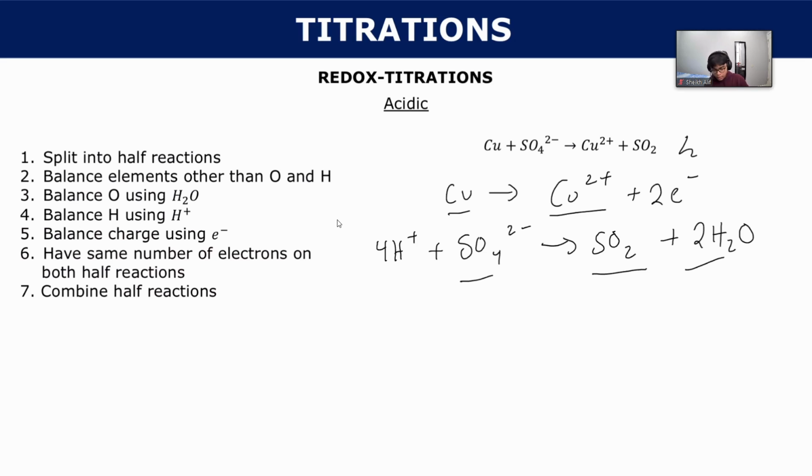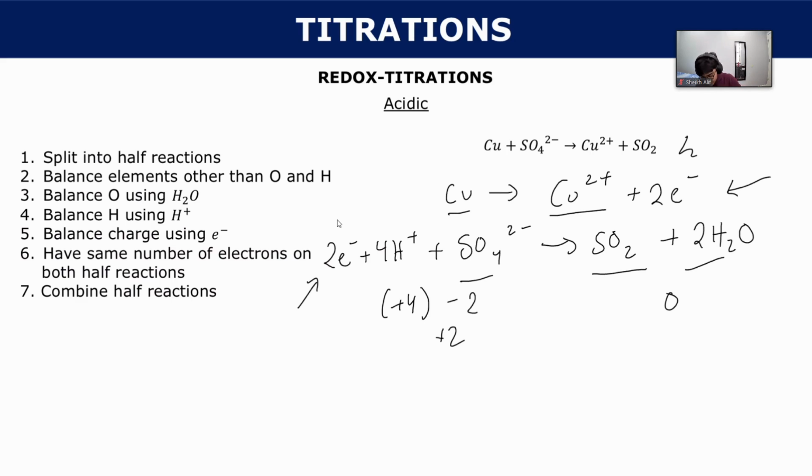Let's take a look at the next one. So we have a +4 charge coming from the hydrogens and a -2 charge coming from this ion right here. So on the left-hand side, we're going to have a +2 charge, and on the right-hand side, we're going to have a 0 charge. And so in order to balance these out, we can add 2 electrons on this side to balance everything out. And so let's move on to step 6. Have the same number of electrons on both half reactions. And so we see that that's already done. We have 2 electrons on the top one and 2 electrons on the bottom one. And so we can move on to the 7th step, which is combine the half reactions.